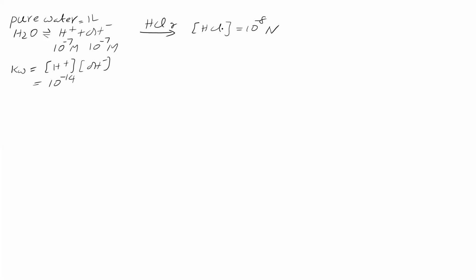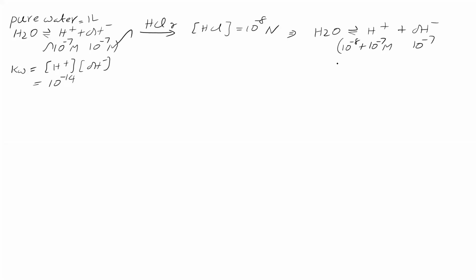HCl is undergoing dissociation to give H plus ions and Cl minus ions. How much H plus ions will it give? 10 power minus 8 normal it will give. Now we will write this equation: water gives H plus and OH minus. Here we have written OH minus is 10 power minus 7, and H plus is 10 power minus 7. Then HCl is giving H plus, 10 power minus 8, that we will write.